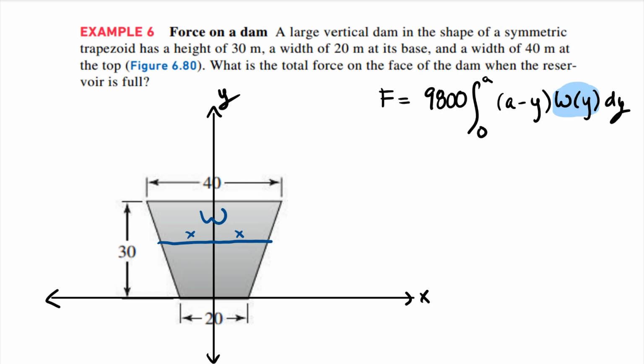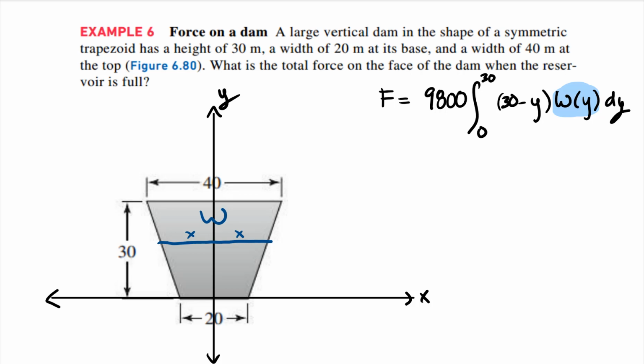Well, now let's go to our bounds of integration. See that A? They match. The A is the height. So we're going from 0 up to 30 of 30 minus y. But now the fun begins. We have to figure out how do we get those x values in terms of y.